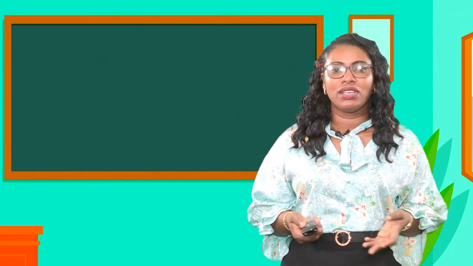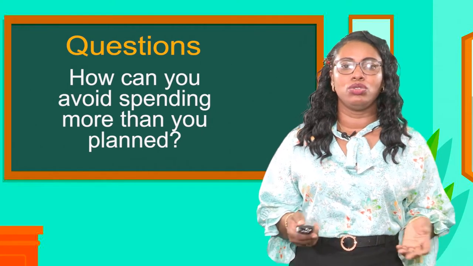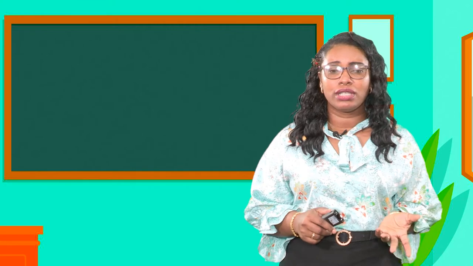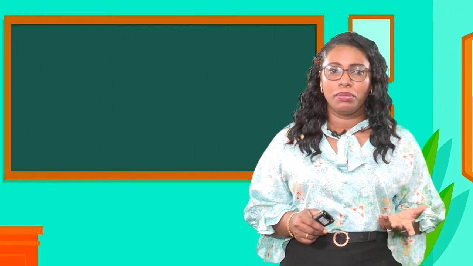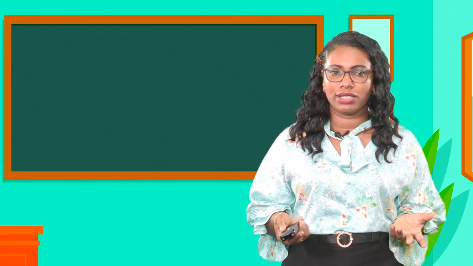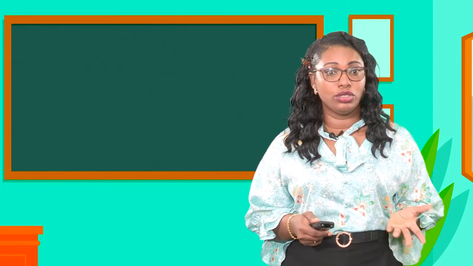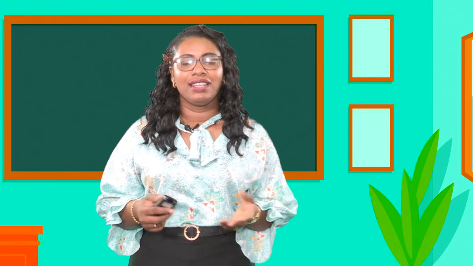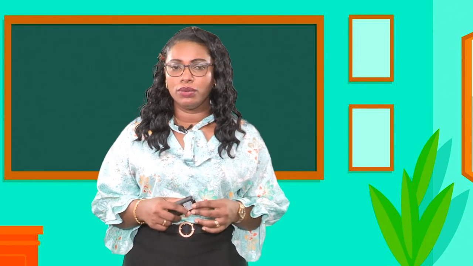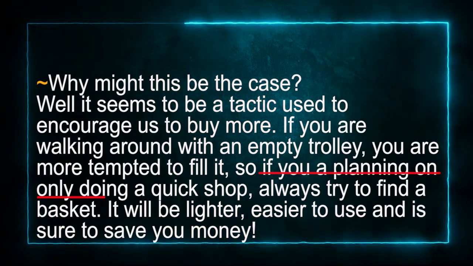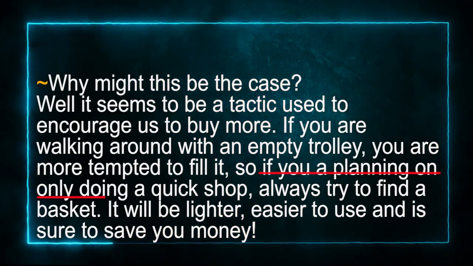The next question, how can you avoid spending more than you plan? Did you come across any information in the passage in your skimming exercise to say how you can avoid spending more than you plan? Again, if you skimmed effectively, you would have found that using a shopping basket would help you to avoid spending more than you plan.